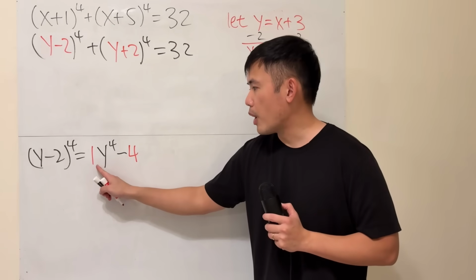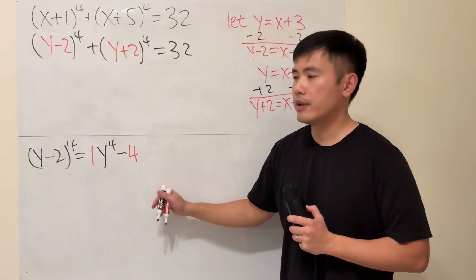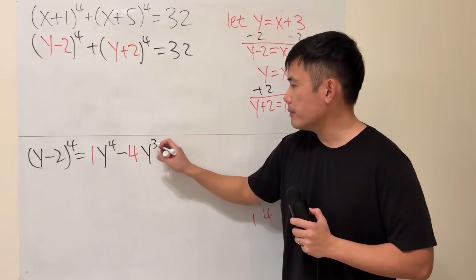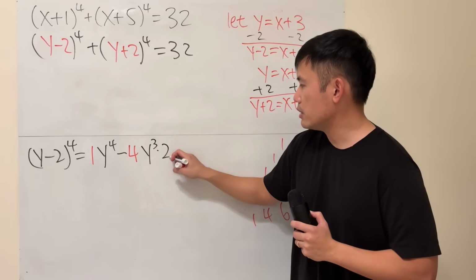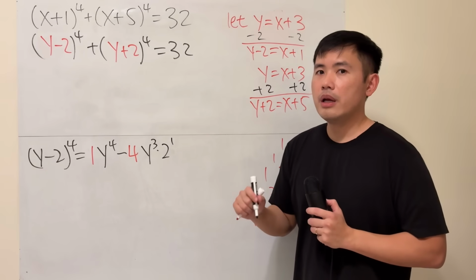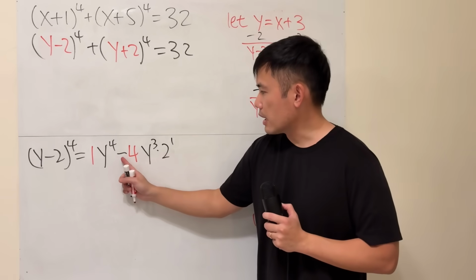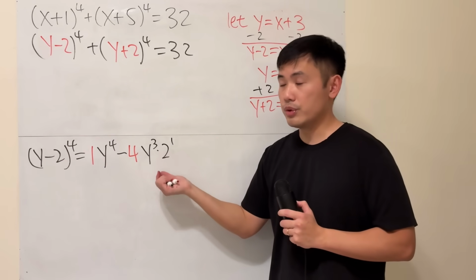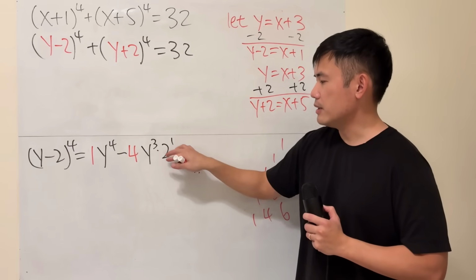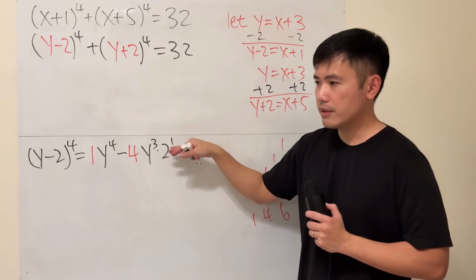And each time the power of y will go down. So we will have y to the third power. But the power of 2 will go up. So it's 2 to the first power. Now, I have already accounted for the negative right here. So I'm looking at this as 2 to the first power instead of negative 2 to the first power.